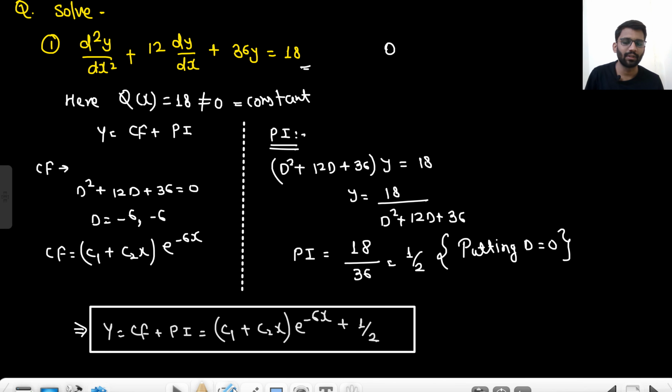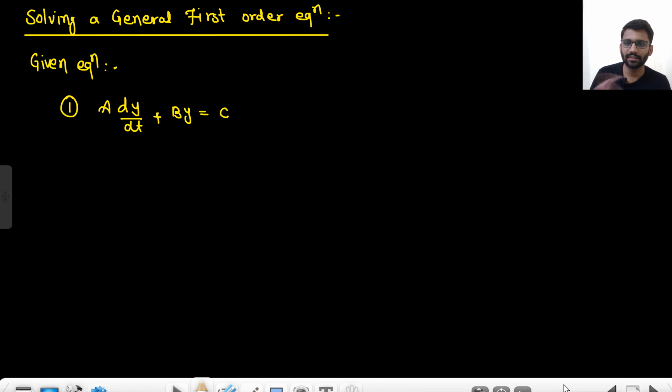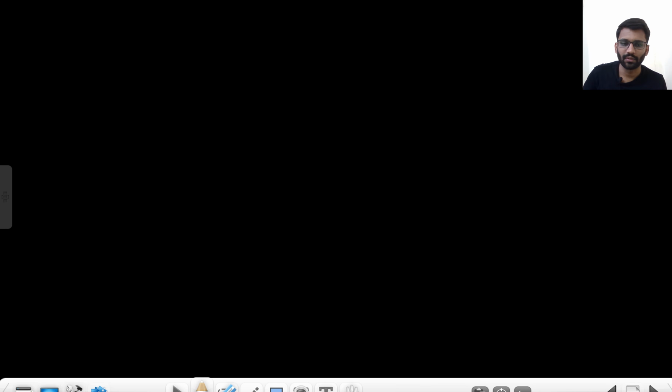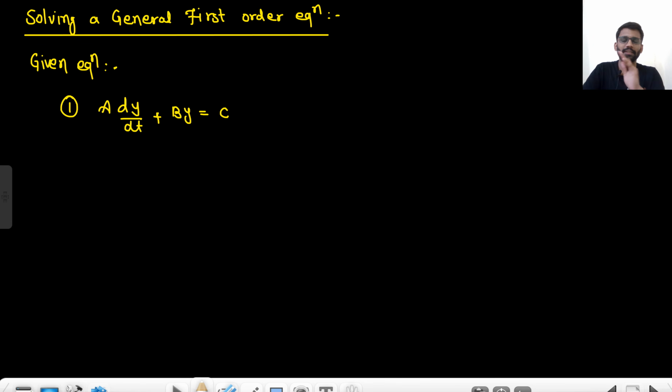So that's why we don't consider PI in the first case when q(x) equals 0. But when q(x) equals a constant, we need to consider the PI. Okay, so that's it about the differential equation. Before going to the next lecture, we will solve a general first order equation. This is a very important point.